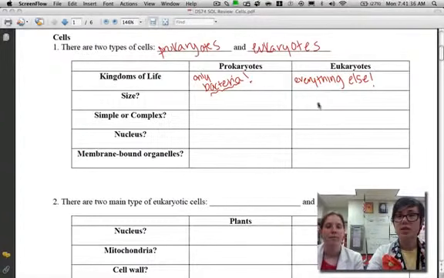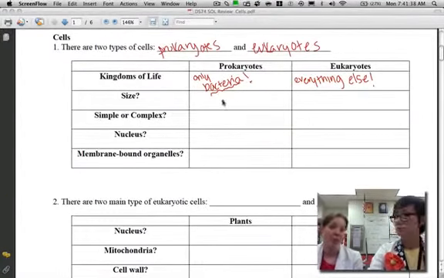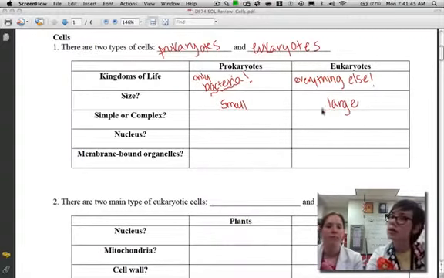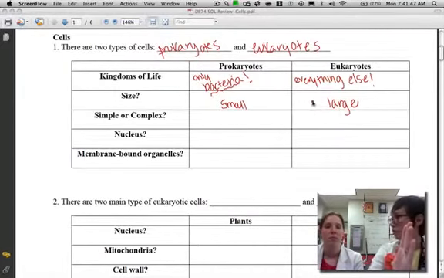All right, let's look at size. Prokaryotes are bacteria, so they're very small. Yep. Whereas eukaryote cells tend to be larger. The easy thing is that if you know one side of this table, the other side of the table is just the opposite. Right. That's the nice thing about it.